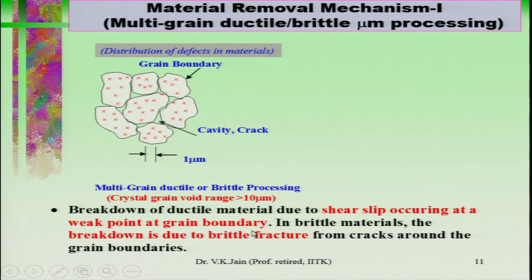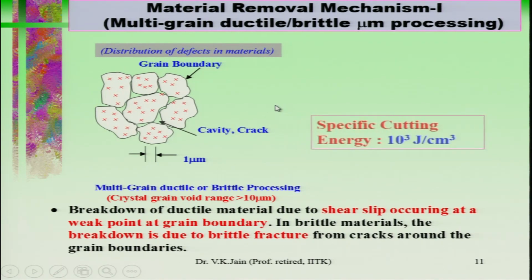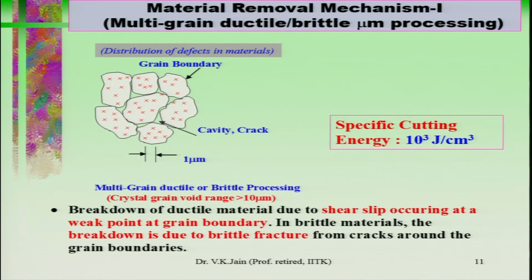So, at a weak point at a grain boundary you get the shear slip. In brittle materials, the breakdown is due to brittle fracture from cracks around the grain boundaries. When you are applying the normal force over here, cracks develop from the grain boundary, they propagate from the grain boundary, and when two or more cracks join together, it becomes larger, and you are able to remove the material in the form of micro nano chips. You will see it in detail later on. The specific cutting energy is something like 10 raised to power 3 joules per cubic centimeter.